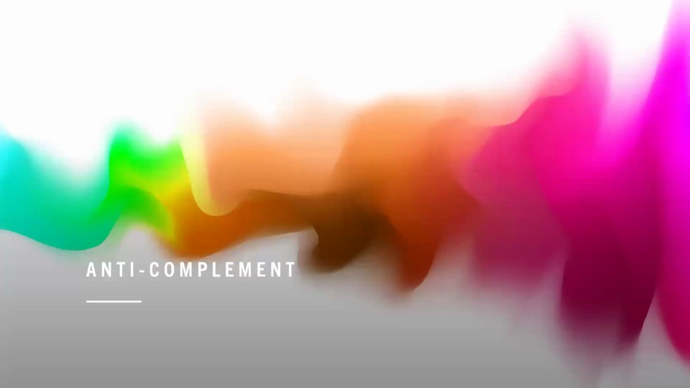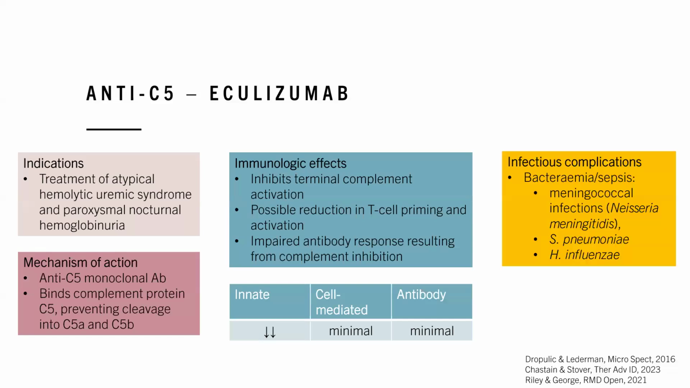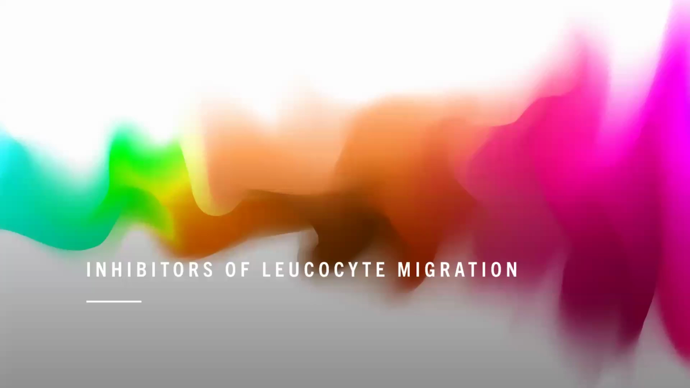I'll shoot through these ones quickly. Anti-complement, we don't use as much. Eculizumab is an anti-complement factor 5. As complement is obviously involved in clearing encapsulated bacteria, the major risk is sepsis due to bacteria like Streptococcus pneumoniae, Haemophilus, and Neisseria meningitidis.